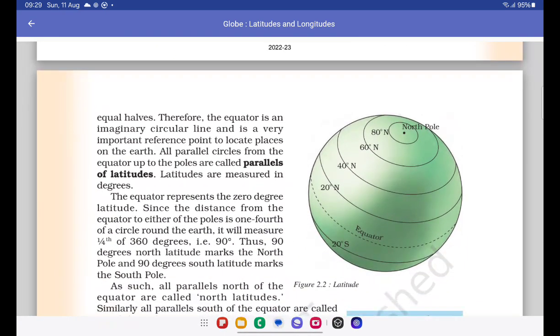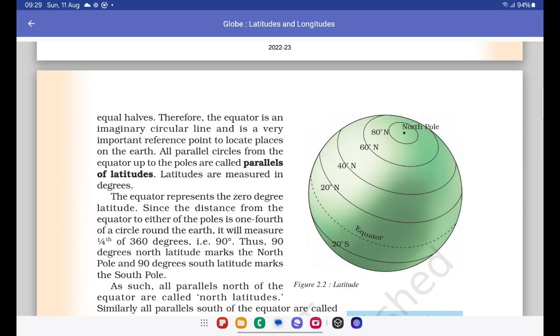Once again, therefore, the equator is an imaginary circular line. Finally, they have written a circular line. I didn't know that the NCERT has also used this particular word, circular line, and it is a very important reference point to locate places on the earth.